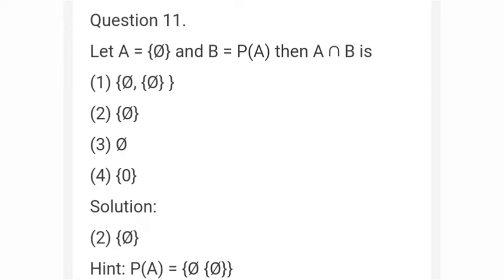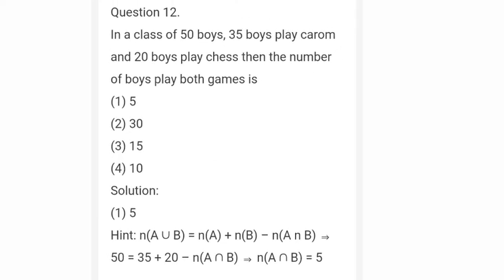We write the first subset. What are the subsets of A? First we write the empty set, and then the element empty. Therefore we have two sets in the power set: the empty one, and the set of empty, that is the second set, that is B. Now A intersection B equal to what? The answer is only the set of empty. Therefore the option is 2. The answer is the set of empty. Can you understand? Okay.